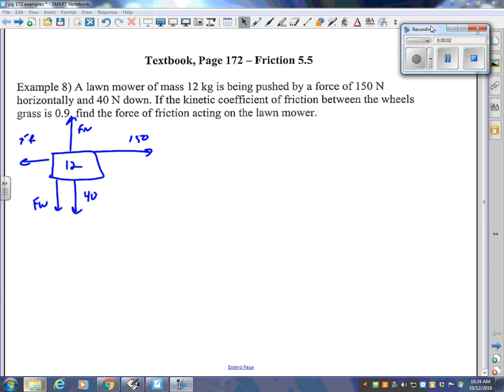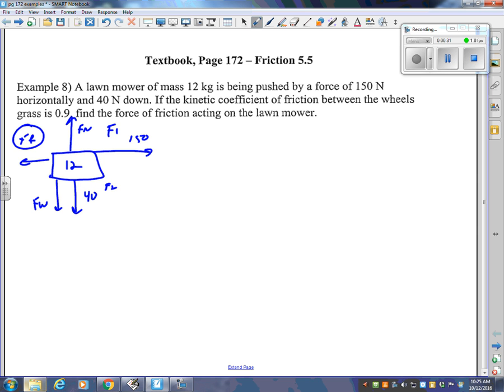Okay, so I've drawn the picture. Got a lawnmower, it has a mass of 12 kilograms being pushed by a force of 150 newtons horizontally, which means sideways. So I got 150 to the right, we'll say. 40 newtons down. So these are the two applied forces. Shall we just call them F1 and F2? If the kinetic coefficient of friction is 0.9, find the force of friction acting on the lawnmower. So we are solving for the FF.